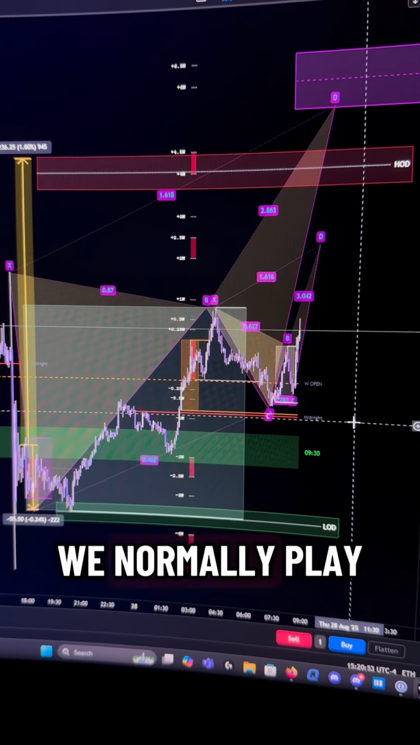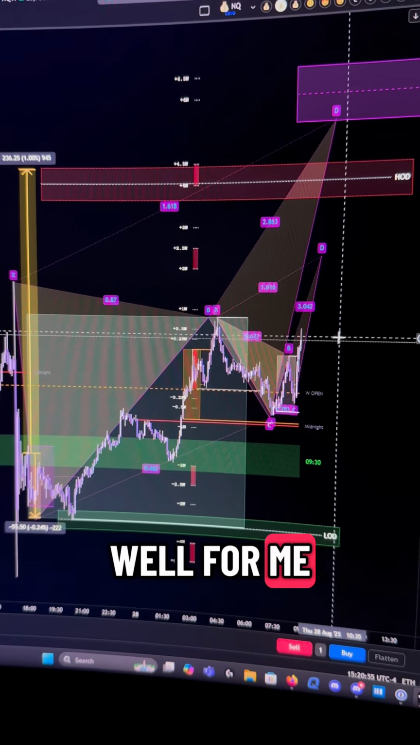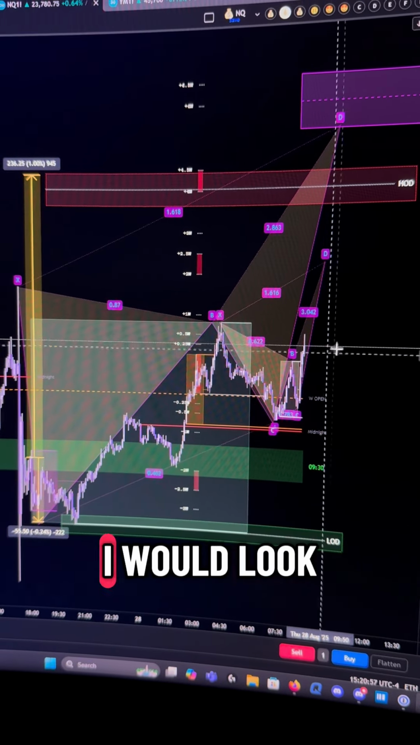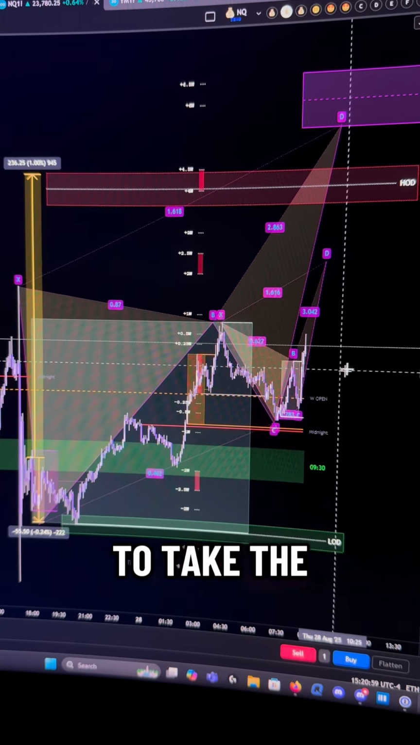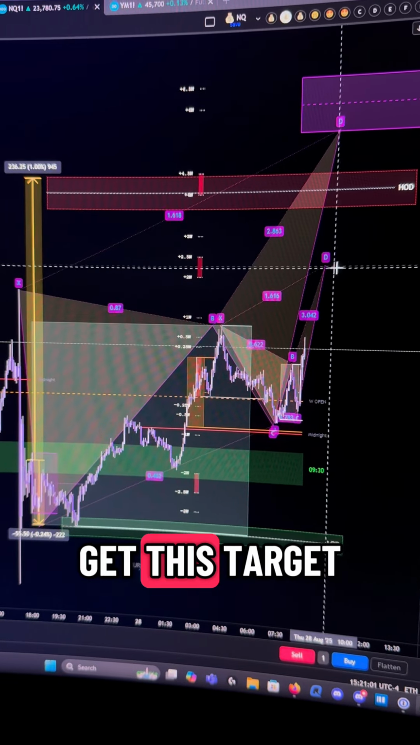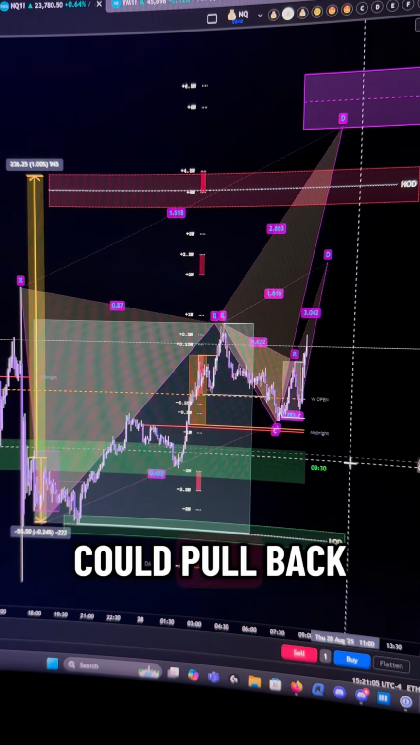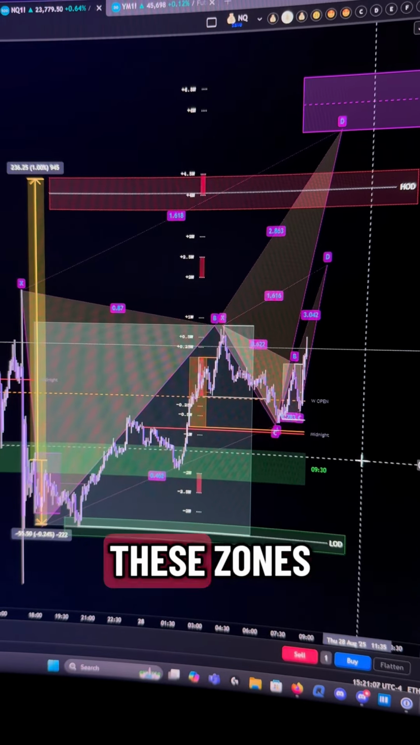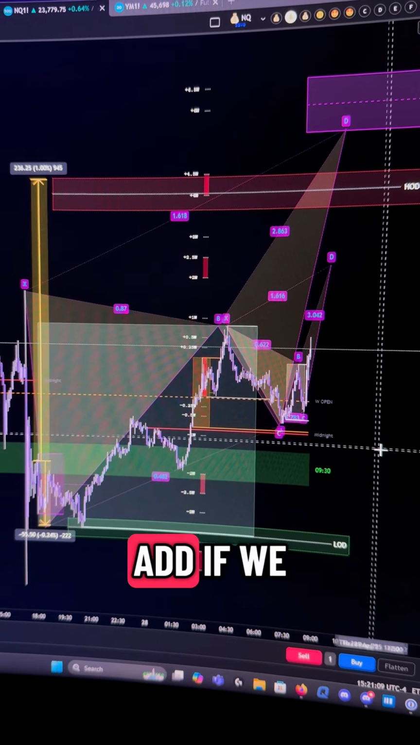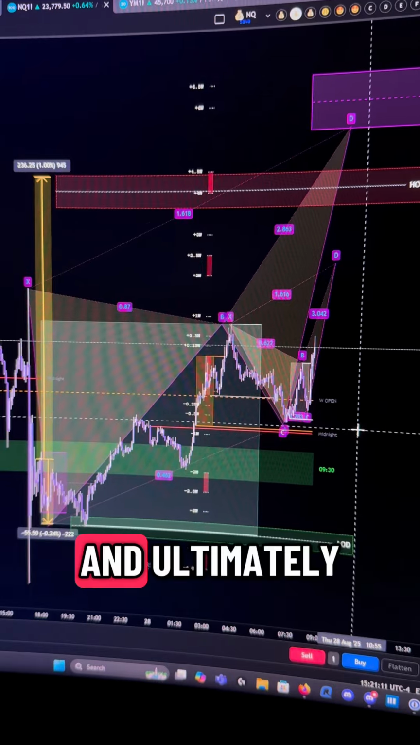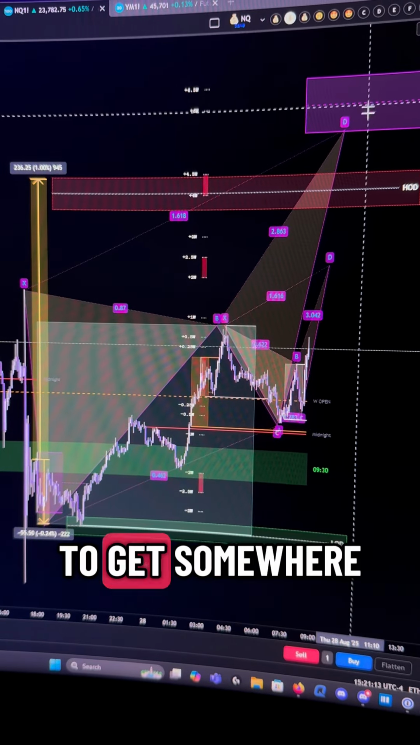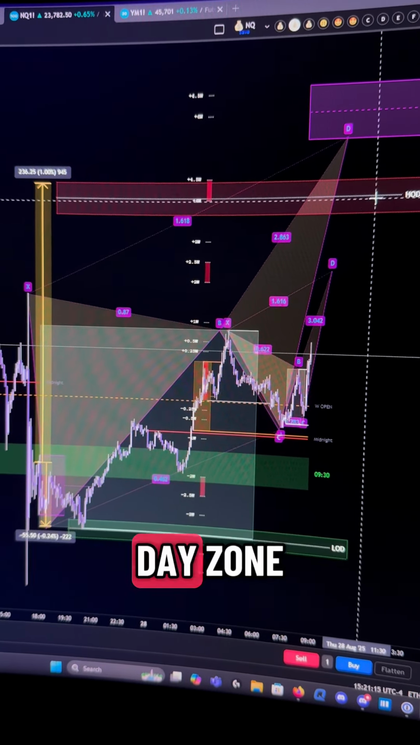Now, how do we normally play something like this? Well, for me, the way I would look to play it is I would look to take the trade into the open to try to get this target at minimum, while knowing we could pull back and try to pull down into these zones to go tag these areas to add if we had to. And ultimately, we'd be looking to get somewhere up here toward the high of day zone.